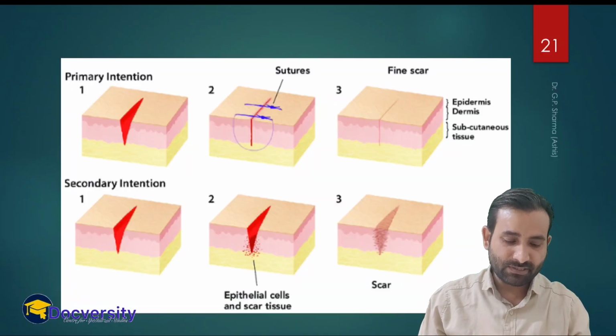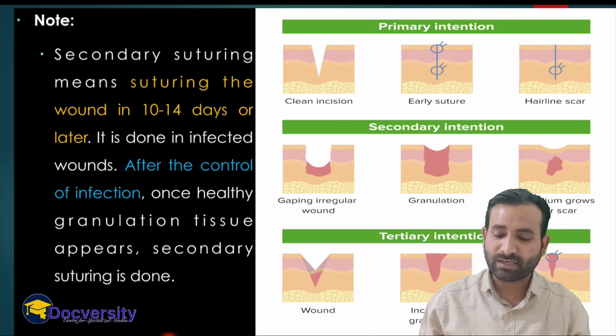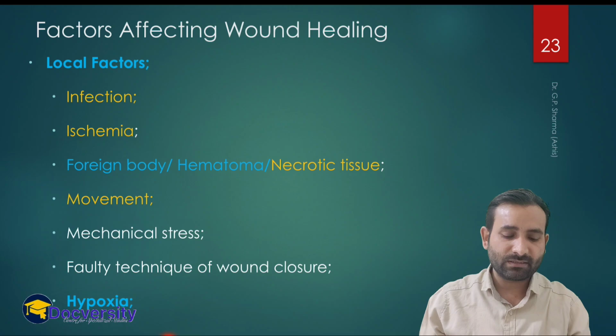So yes, we have some examples of primary intention, right? Secondary intentions. You see, we let it open. Here we suture, right? And here also we have the primary intention. We have secondary intention. We let the wound open in secondary intention. We close the wound within 6 hours in primary intention, and in tertiary intention we close the wound after 48 hours to 10 days, right? So this is tertiary intention or delayed primary intention. If we suture after 10 days, we say this is secondary suturing.